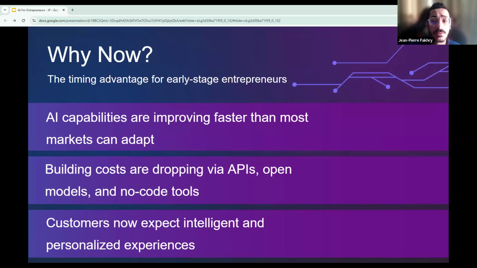Now, the second shift is cost. A few years ago, building an AI product required a PhD team and months of infrastructure work and a lot of R&D and a lot of failures really in general. Today, you can basically call a powerful AI model through an API in about 10 lines of code. So anyone can do it.